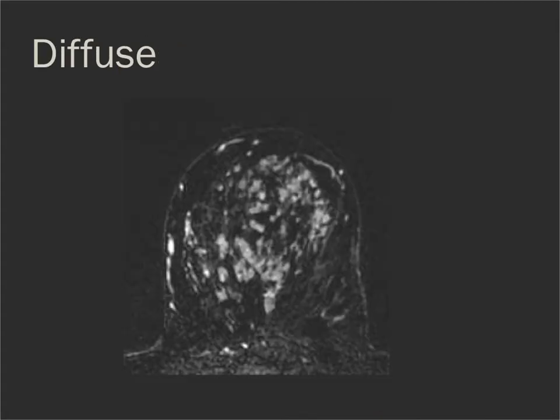And then in this patient, this is diffuse non-mass enhancement. This has to be distinguished from just intense background parenchymal enhancement, often because of the asymmetry, but that can sometimes be a tough call. And this, in fact, was diffuse DCIS.